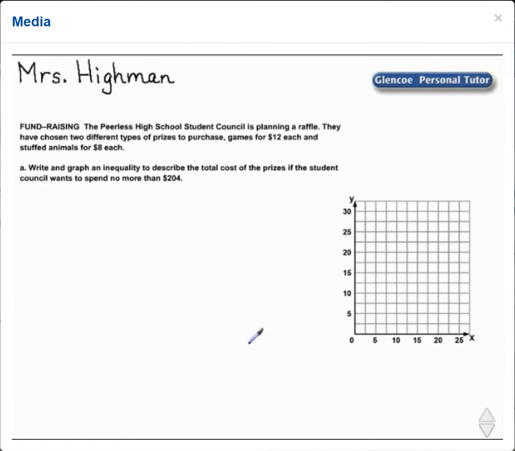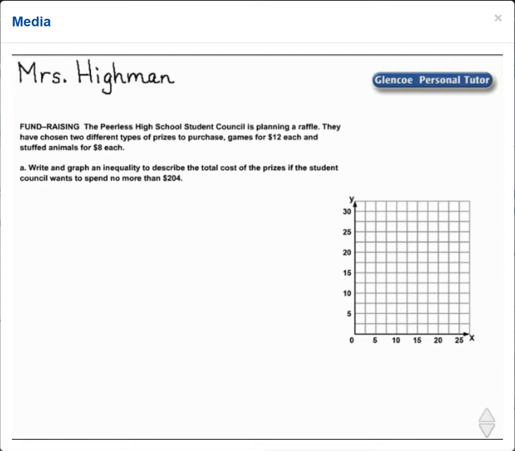We're going to graph the boundary as a solid line. Fundraising. The Peerless High School Student Council is planning a raffle. They have chosen 2 different types of prizes to purchase, games for $12 each and stuffed animals for $8 each. Part A. Write and graph an inequality to describe the total cost of the prizes if the Student Council wants to spend no more than $204.